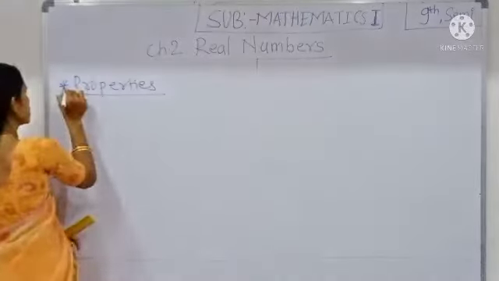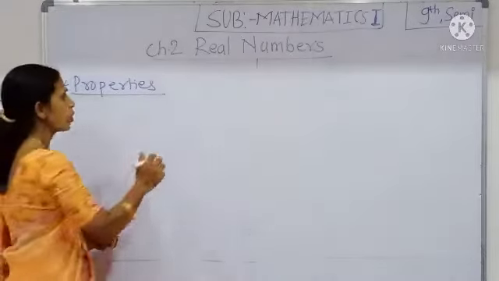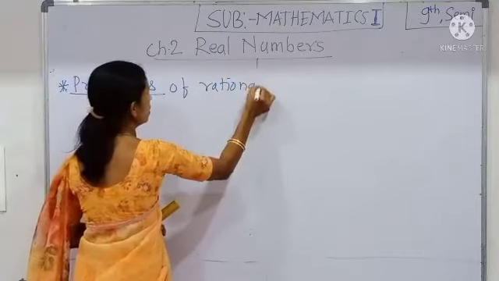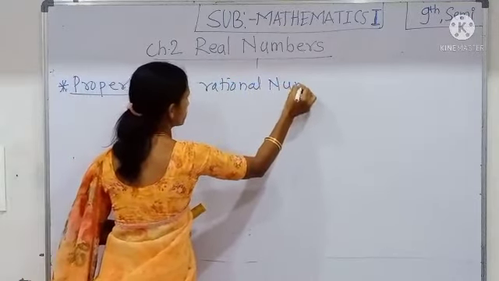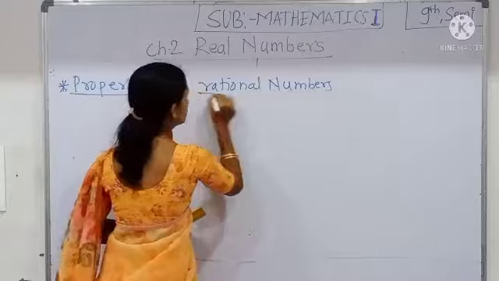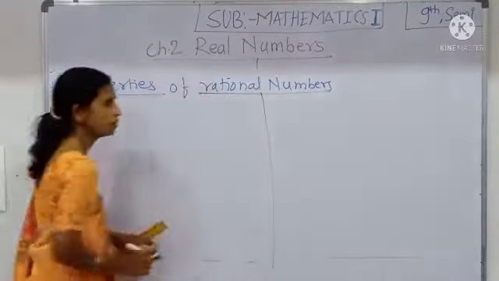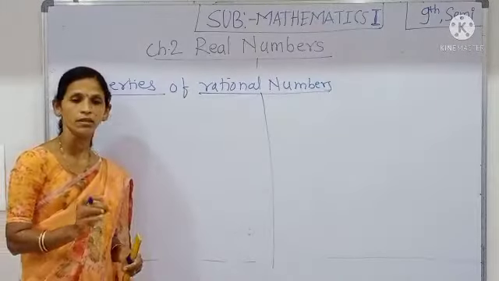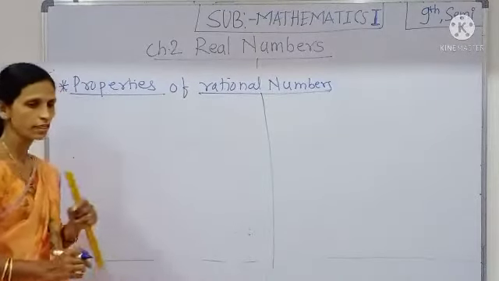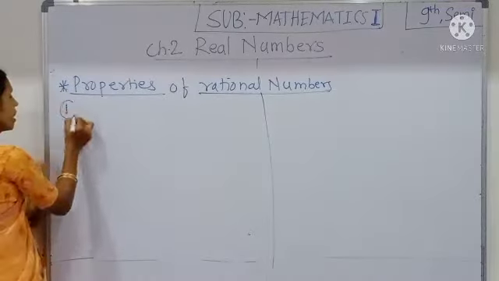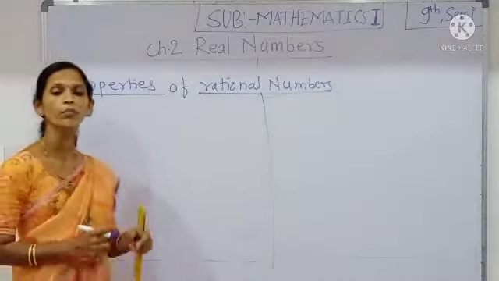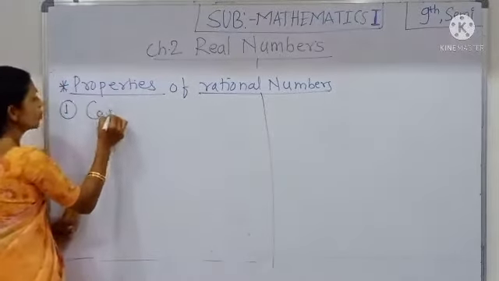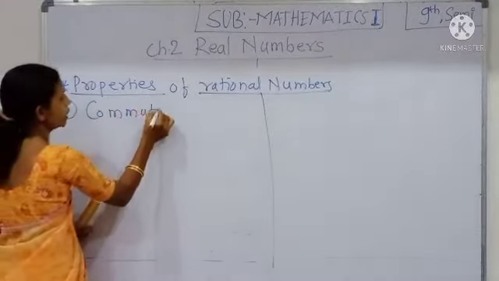Then let us study about the properties of rational numbers. See here, there are few properties which are related with rational numbers. We will discuss about that one by one. First property, that is commutative property.